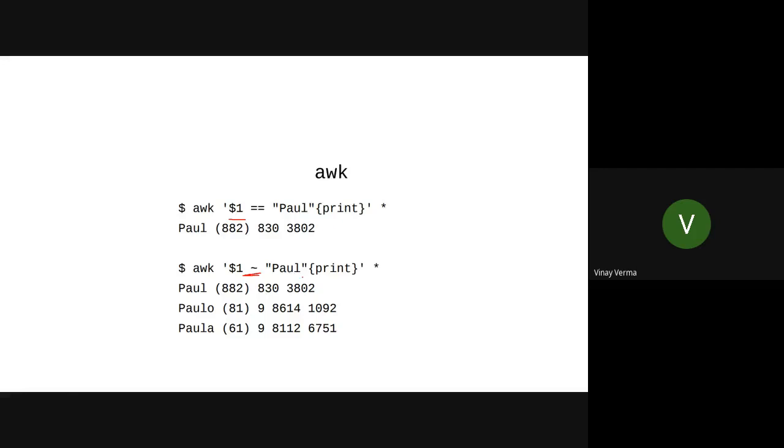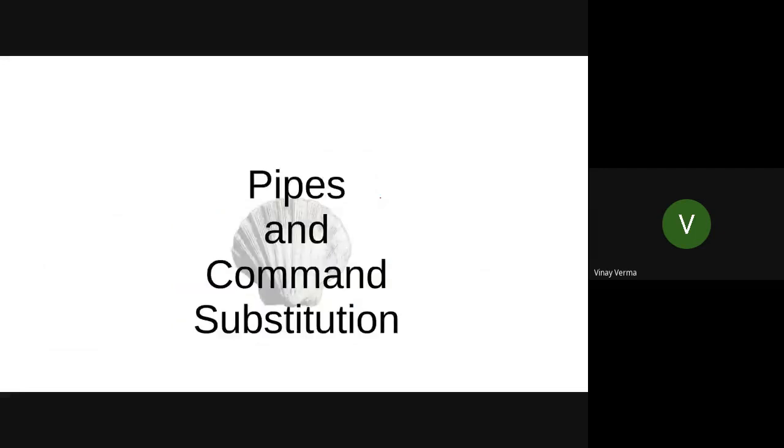So what it did is it printed all the values that are related to Paul, and again this star means all the files, right? This star means all the files. So if you want any specific file to be used, just put the name of that file, and it will work for that file only. And yeah, now we have pipe and command substitution.